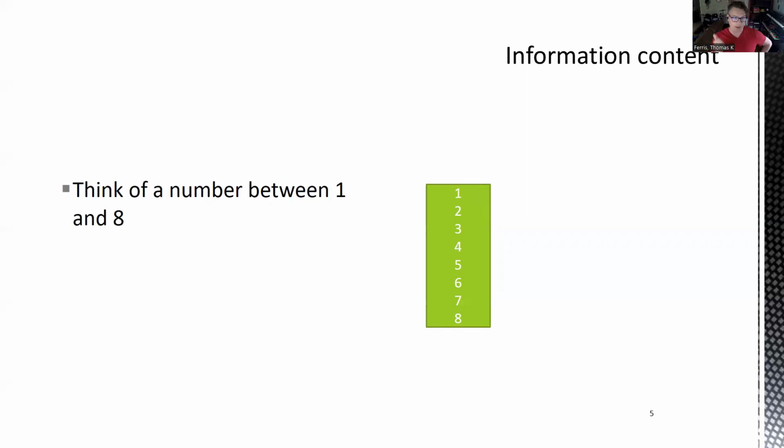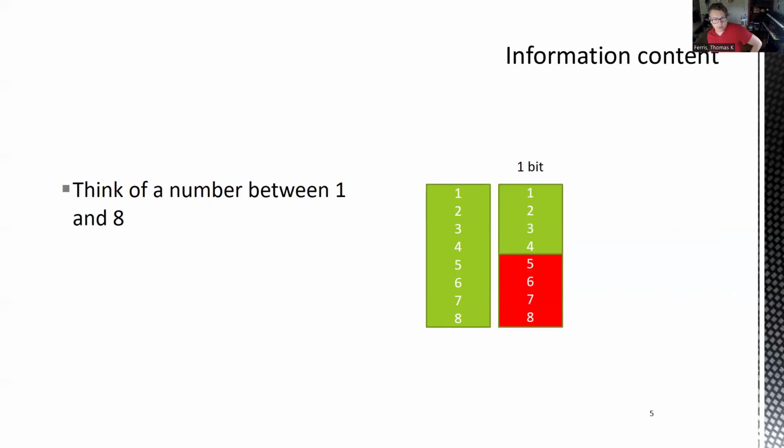And your answer is not "yeah, it's 1" or "yeah, it's 3." It's yes or no. So if it's in that range, you'd say yes. If it's not in that range, you'd say no. In either case, with one question, I've reduced the number of possible states of the system in half. Okay. So with one bit of information, I know you're either in the first 4 or in the last 4 because of how I asked that question.